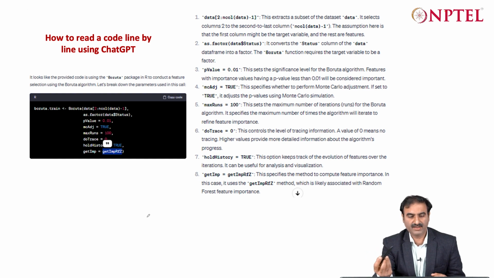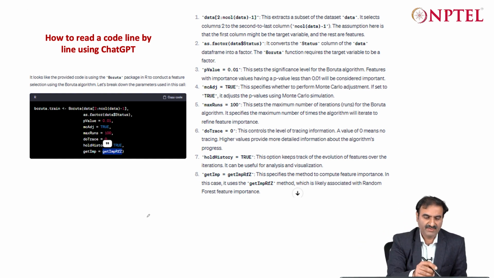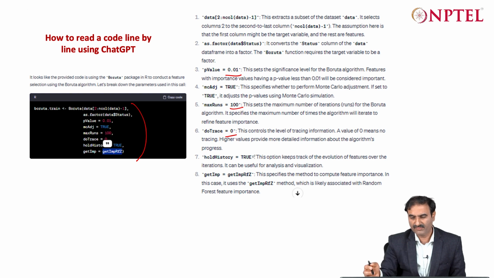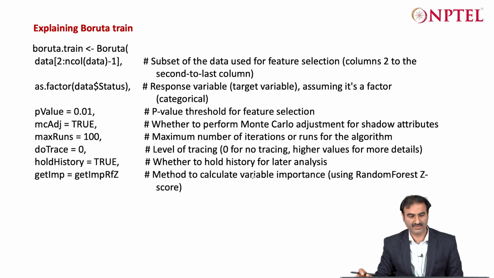So here you can see that when I pasted this code into ChatGPT, it also analyzed the code and gave you all the information, like what columns were used here, the status and p-value, what was considered, max runs, do trace, hold history. So everything that I described in the previous slide, ChatGPT also gave as descriptive information about the code. And this function getImp RF is a method to compute feature importance, because that is the purpose of running Boruta also, using the random forest algorithm.